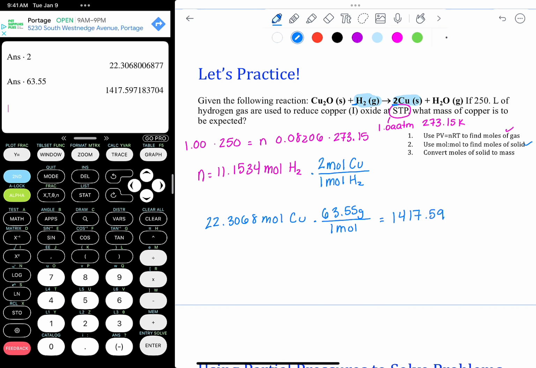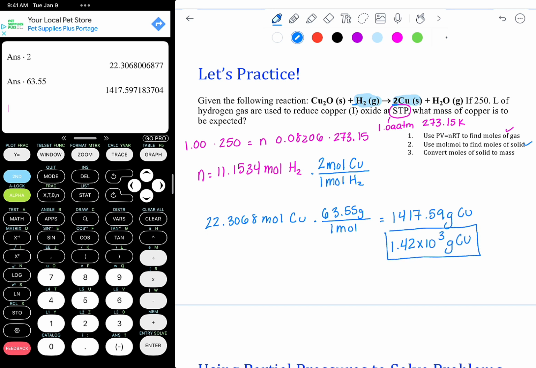1,417.59 grams of copper. With sig figs, this would be 3 significant figures, so we would have 1.42 times 10 to the 3rd grams of copper as our final answer. So from 250 liters of hydrogen gas, we would produce 1.42 times 10 to the 3rd grams of copper.